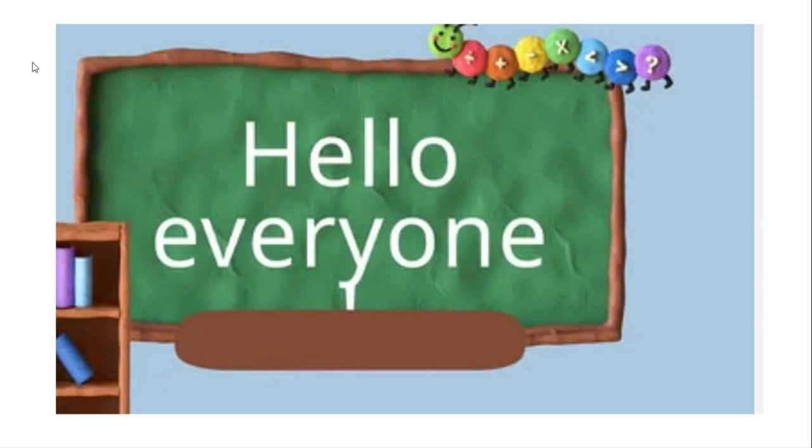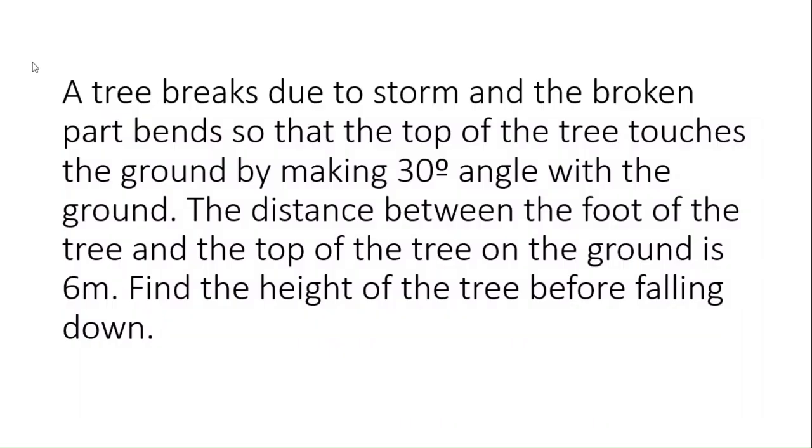Everyone, let us solve the following. A tree breaks due to storm and the broken part bends so that the top of the tree touches the ground by making 30 degrees angle with the ground. The distance between the foot of the tree and the top of the tree on the ground is 6 meters. Find the height of the tree before falling down.